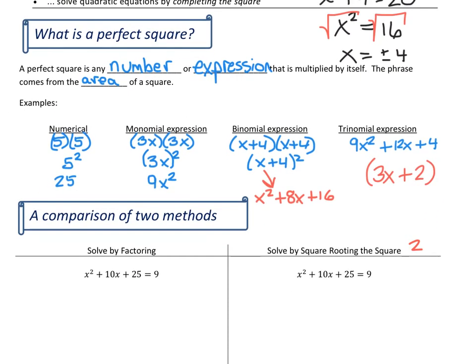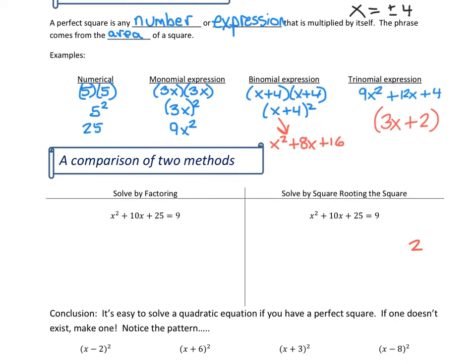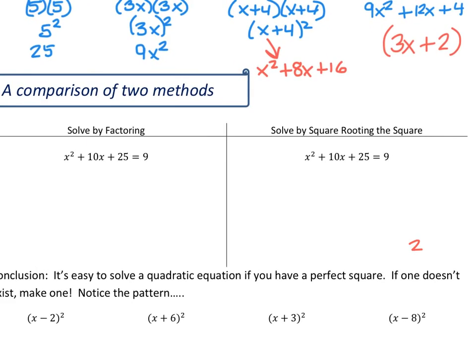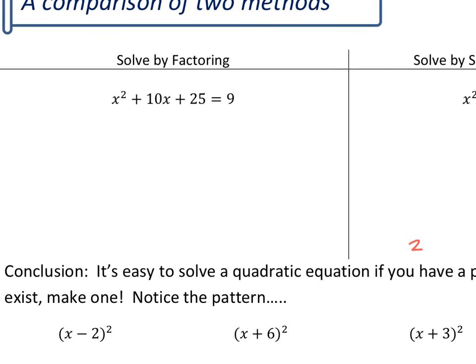Okay, let's first do a comparison of 2 different methods. The first method I'm going to show you is something you already know: solve by factoring. I've given a quadratic equation here that is solvable by factoring. And then I want to show you the exact same equation and solving it by completing the square. So let's look at what we already know, which is factoring.